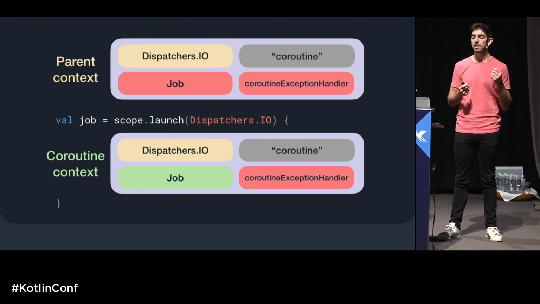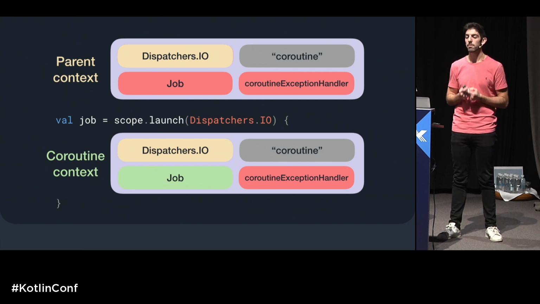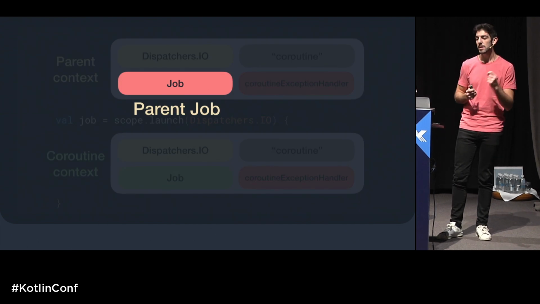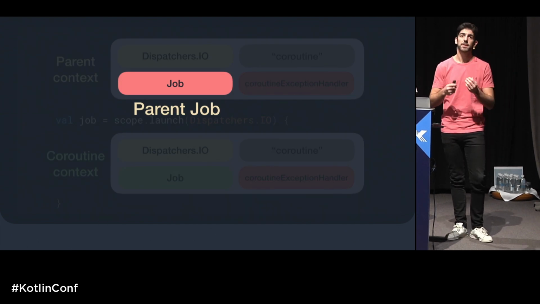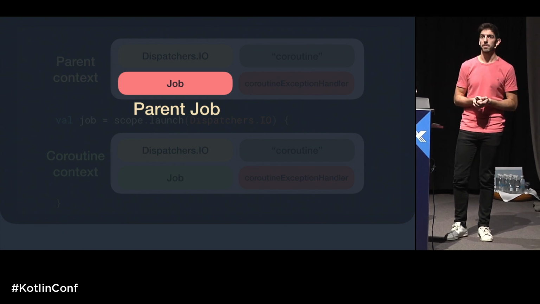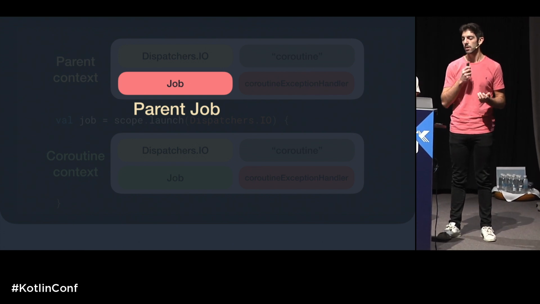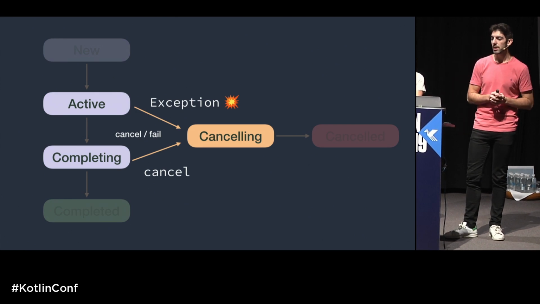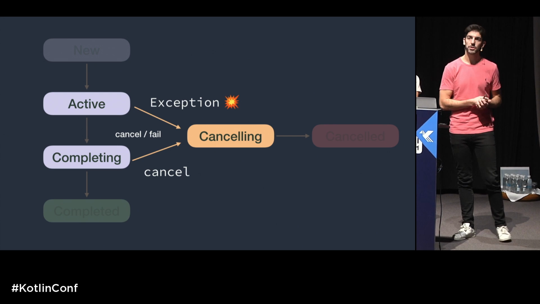The reason why I'm leaving the parent context and the coroutine context on the screen here is because there is an important part in this diagram, which is the parent job. And this is the job that is part of the parent context, and in this case, comes from the scope that we defined before. So now we ended up with the introduction. I think we are all on the same page, and we're going to see cancellation in more detail.